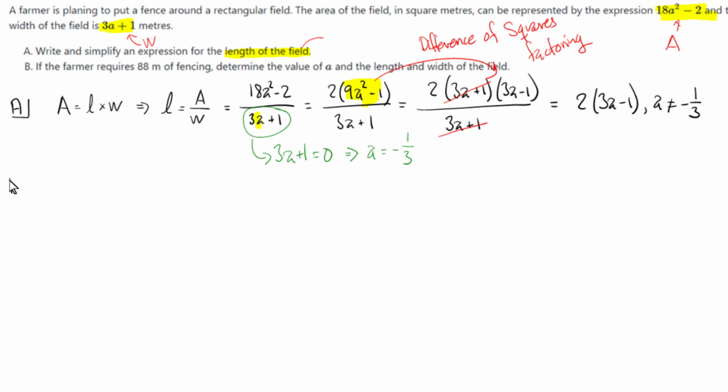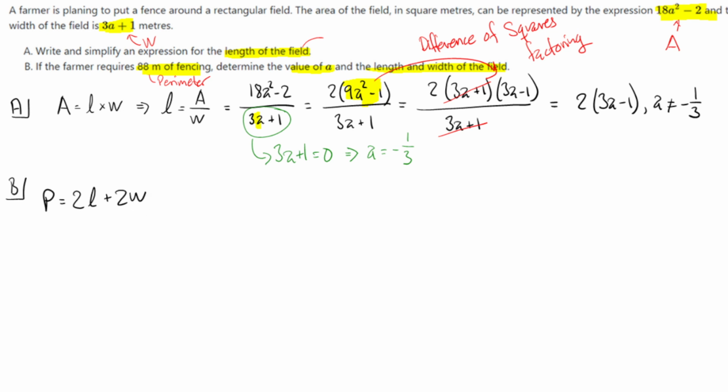In B, if the farmer requires 88 meters of fencing, determine the value of a and the length and width of the field. Okay, so the 88 meters of fencing, that is the amount of fencing he needs to cover the outsides of this rectangular field. So this is also known as the perimeter. The formula for the perimeter is 2 times the length plus 2 times the width.